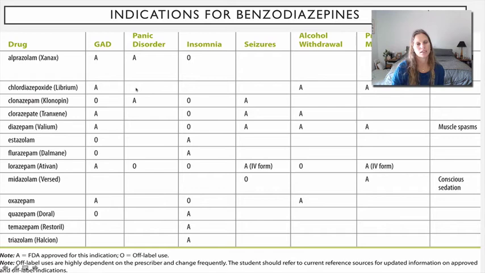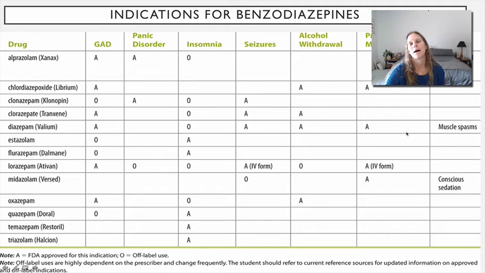A whole bunch for sleeping, right? Some of them are off-label, most of them are off-label. Seizures, the big seizure ones are clonazepam, diazepam, and lorazepam in the IV form, specifically for something called status epilepticus, which is a seizure that we can't get to cut. We'll talk more about that later. Alcohol withdrawal, they'll use benzos, which is sort of interesting because you're kind of substituting a depressant for a depressant.